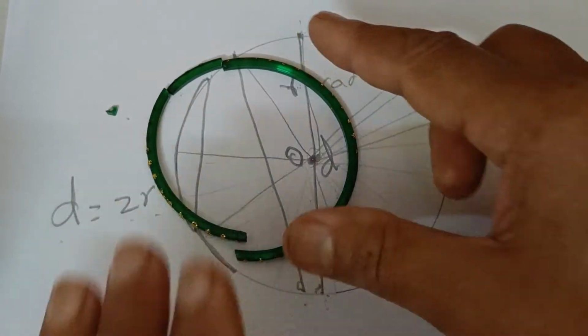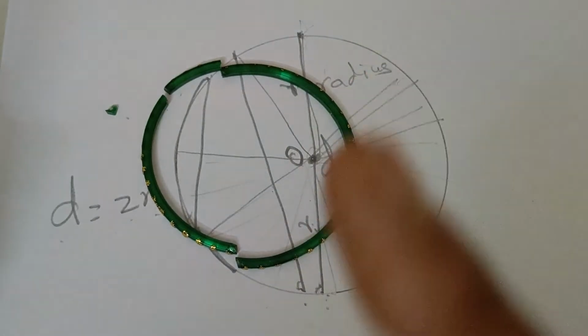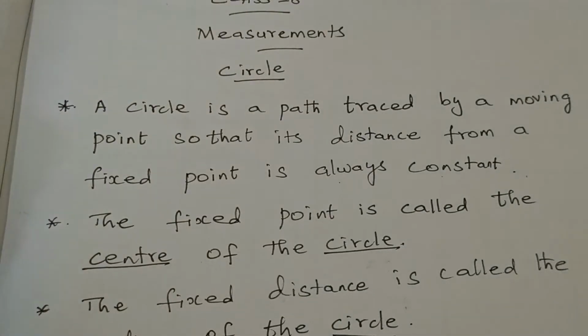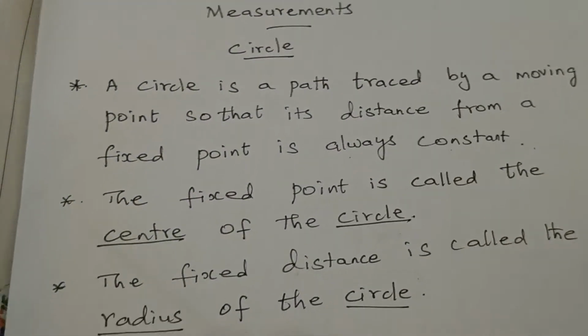So what is it now? A part of the circumference of a circle is an arc. Now let us go to the definitions so that you understand it better. What I explained now, we'll see as definitions.